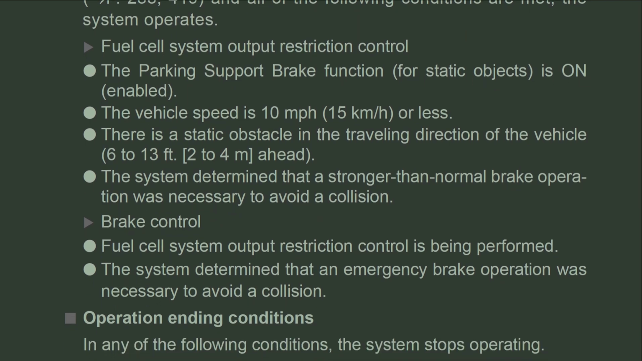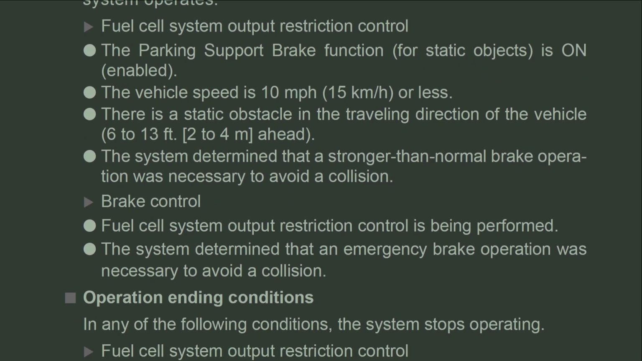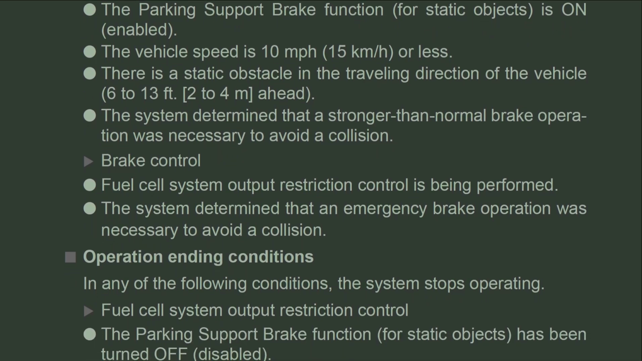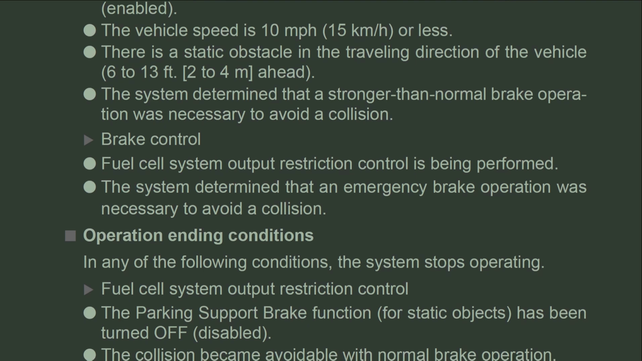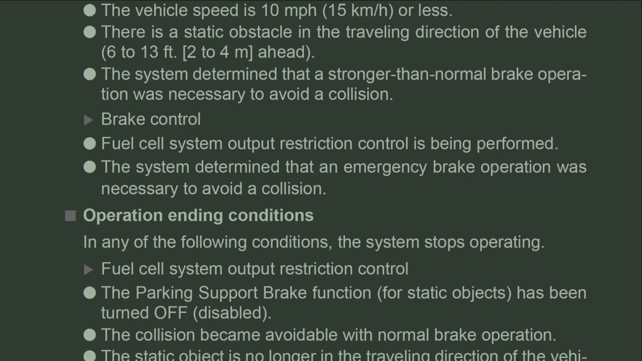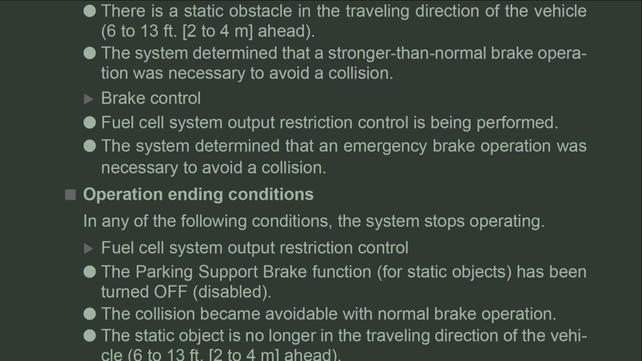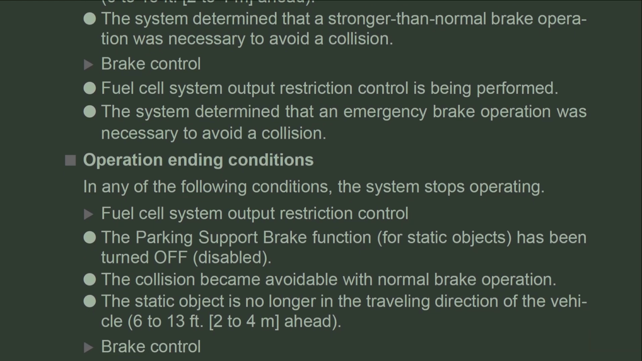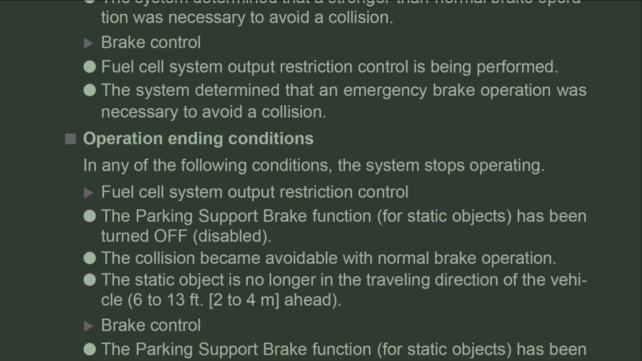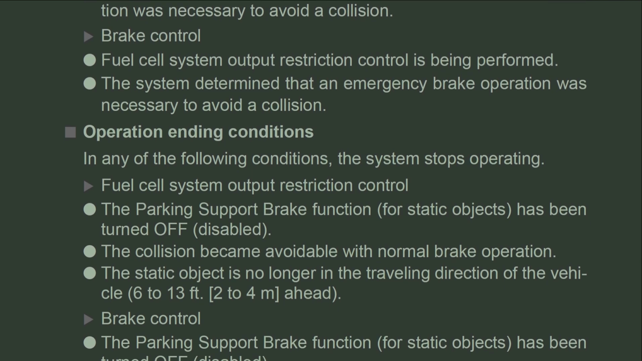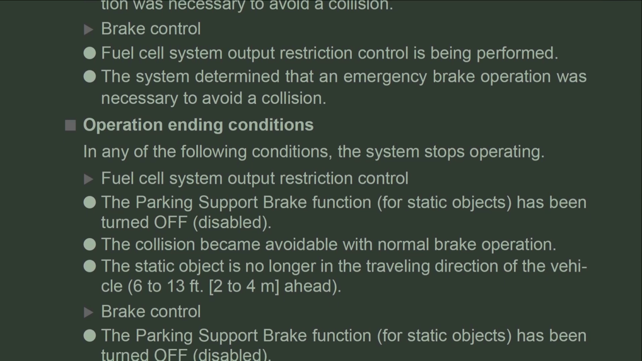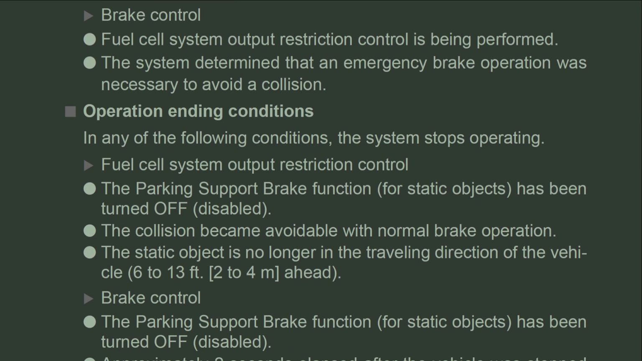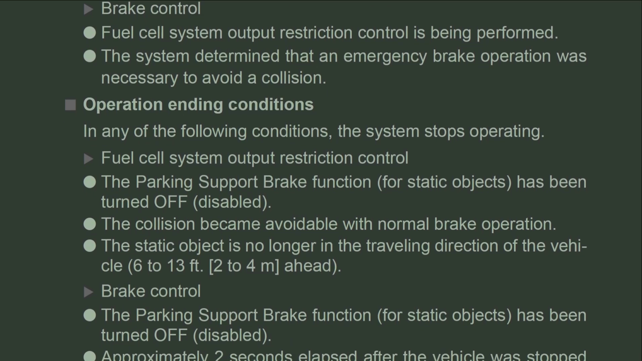The vehicle speed is 10 miles per hour (km/h) or less. There is a static obstacle in the traveling direction of the vehicle, 13 feet (2 to 4 m) ahead. The system determined that a stronger than normal brake operation was necessary to avoid a collision. Brake control: fuel cell system output restriction control is being performed, and the system determined that an emergency brake operation was necessary to avoid a collision.